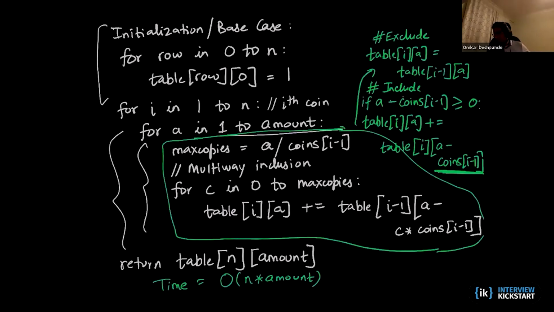So basically it's the same execution happening just on a 1D array. And we return finally the amount in, well, there's no row index now, just the amount in the column, table of amount.